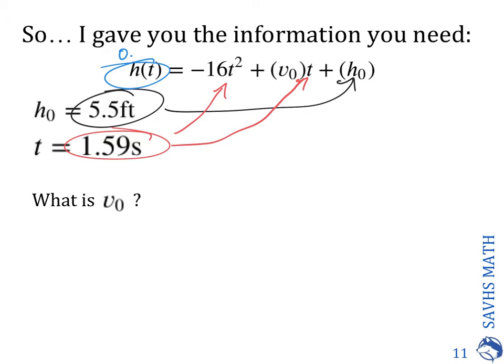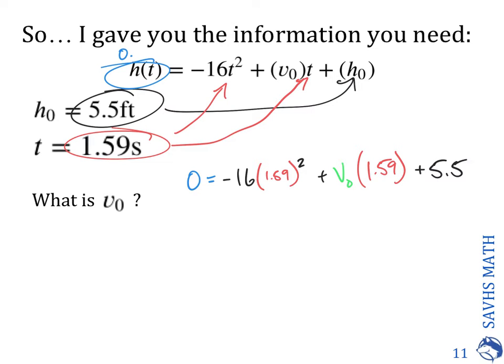So we're going to set up the equation that says 0 equals negative 16 times 1.59 squared, plus v naught, which is what we're trying to solve for, times the time it took, 1.59, plus my initial height, which was 5.5. Okay, so I have to solve for v naught.